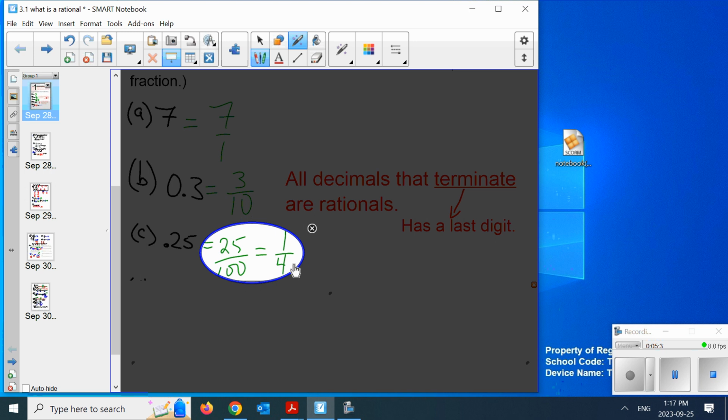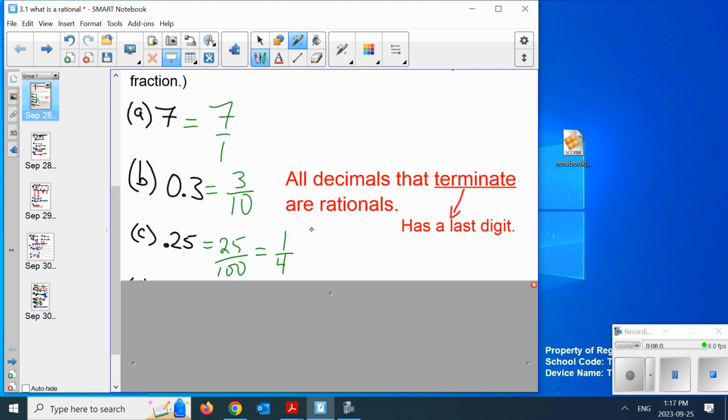What math would I do to reduce this so that I get 1 out of 4? 25 divided by 25 is 1, and 100 divided by 25 is 4. If you can see the same number that goes into the top and the bottom, then you can reduce the fraction by that amount, by dividing.